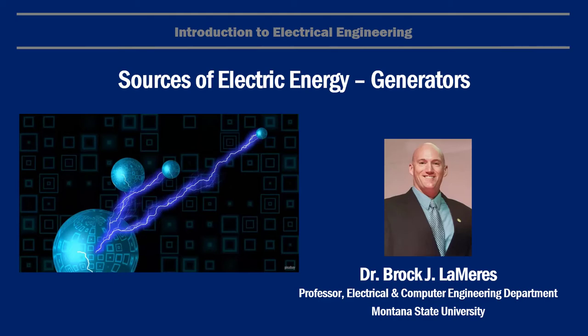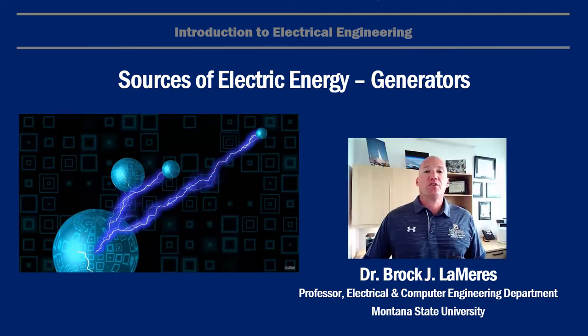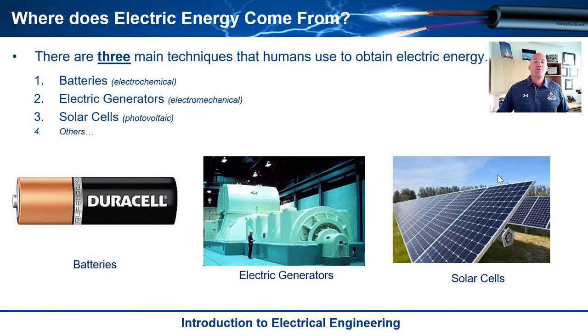Hey, this is Brock Lemire's, and in this video I'm going to talk about sources of electric energy and specifically the electric generator. Okay, so we've kind of talked about that there's three main techniques that humans use to obtain electric energy, and that's the battery, the electric generator, and solar cells. And these three make up the vast majority of sources of electrical energy that we use in society. And so I want to specifically focus on the electric generator.